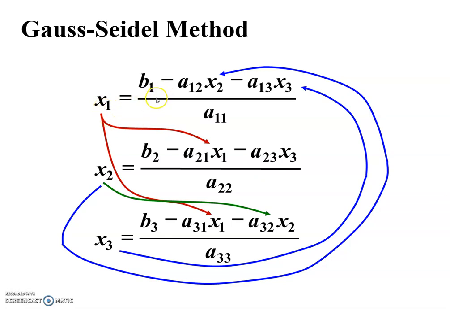Once we find x1, we use this value of x1 in the next equation for x2. Originally we assumed it was 0, but we can use the most updated value here. X3 will be 0 in the first trial. And in the second, for x3, we can use both the x1 and x2 values from the previous trials. When this process continues, we can use the values of x2 and x3 from the previous trial here. In this way the process continues, and then we can reach the correct solution.